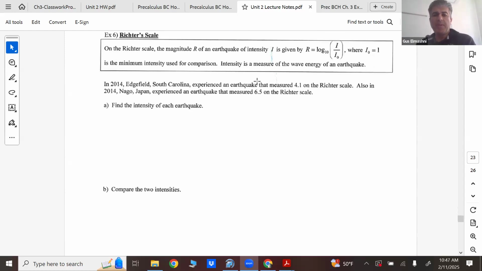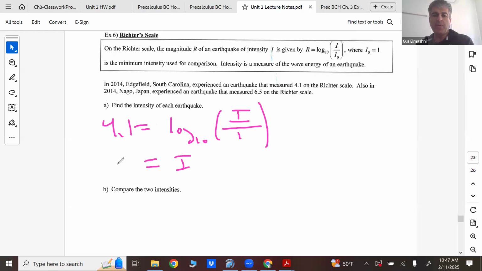So if you look at this one here, the Richter scale, that's what we use to measure earthquakes, right? I sub 0 is 1, great. I is the intensity of the earthquake, and R is the magnitude of the earthquake, the scale. So there was, oh, South Carolina, okay, that's weird. They had an earthquake of 4.1. In Japan, they had a 6.5. Find the intensity of each. I think it's pretty straightforward, right? Just do 4.1 equals log base 10 of I over I sub 0. So I is going to equal 10 to the 4.1 power. I'll leave it like that for now. And for Japan, that'd be 6.5.